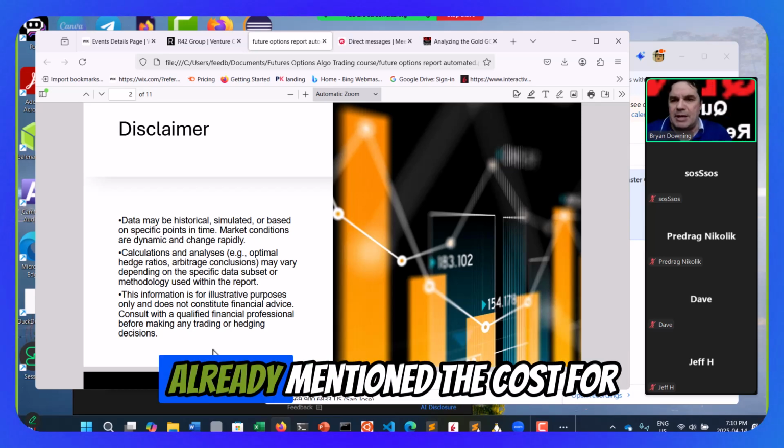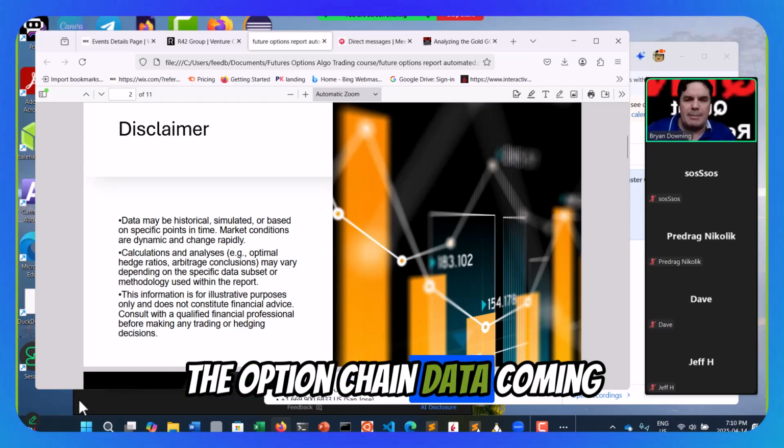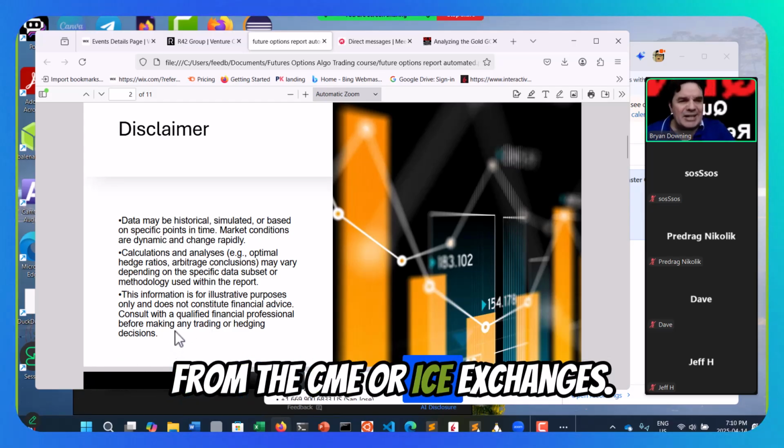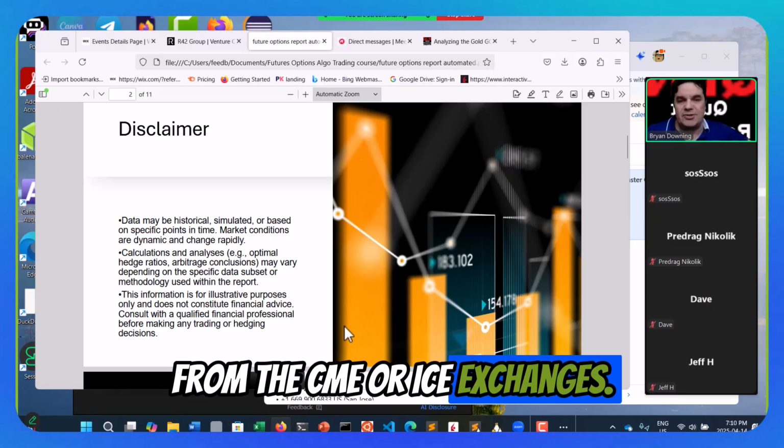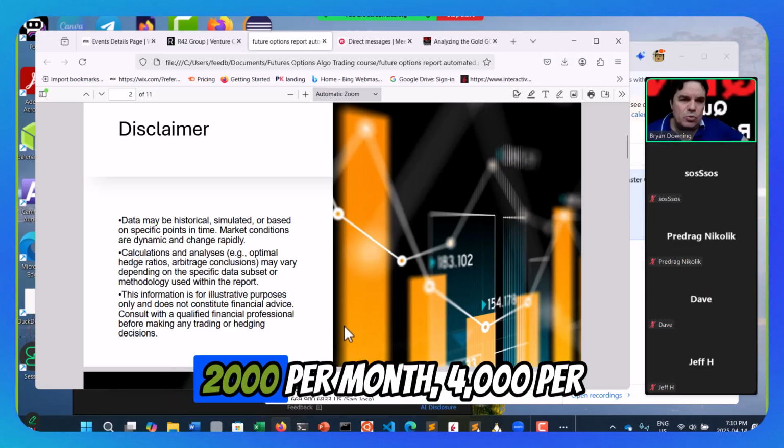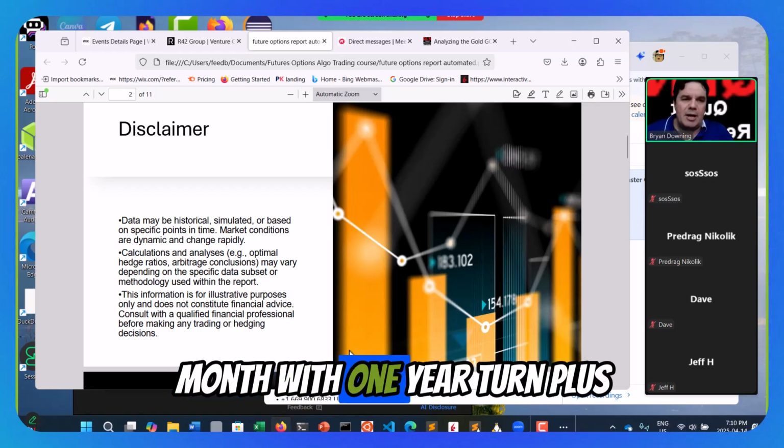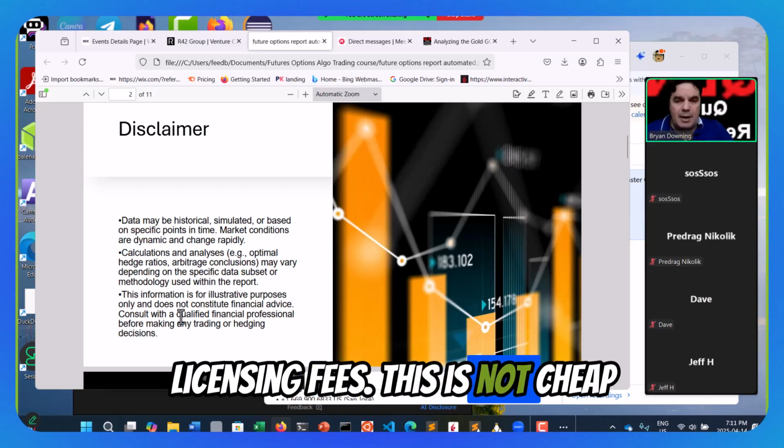I've already mentioned the cost for the option chain data coming from the CME or ICE exchanges. As I said, you're running anywhere from 2,000 per month to 4,000 per month with a 1 year term plus licensing fees. So it's not cheap here.